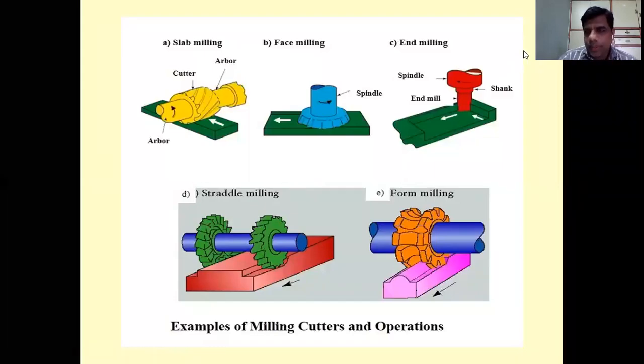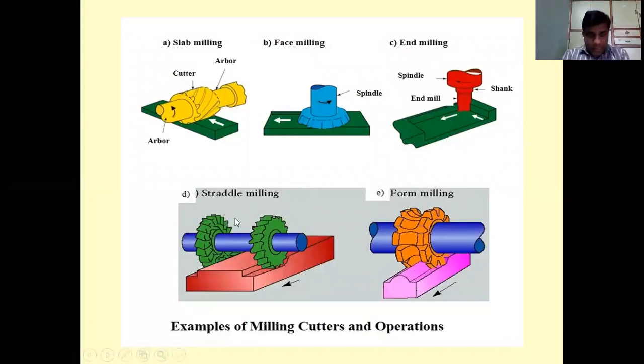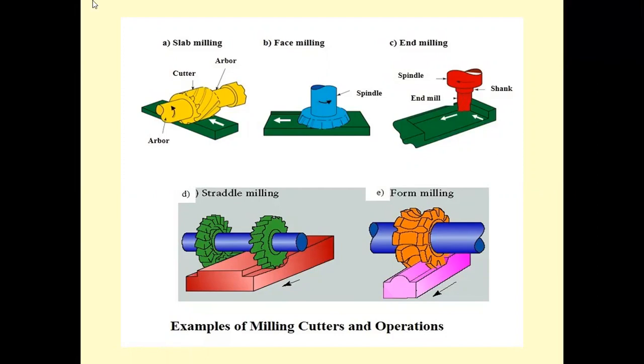So I hope what we discussed yesterday is clear, right? We discussed different milling processes, and we have seen the milling machines as well as the milling cutters. These are the few operations we have seen yesterday: slab milling, face milling, end milling, straddle milling, and form milling. I hope everybody understood whatever we discussed yesterday. So we can move forward.